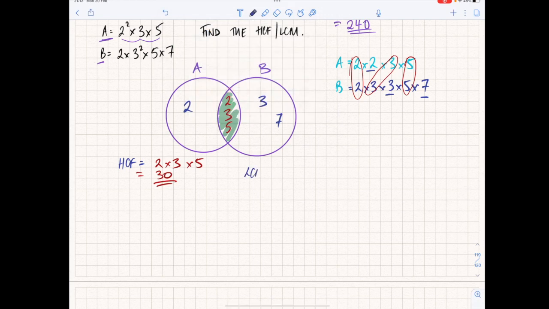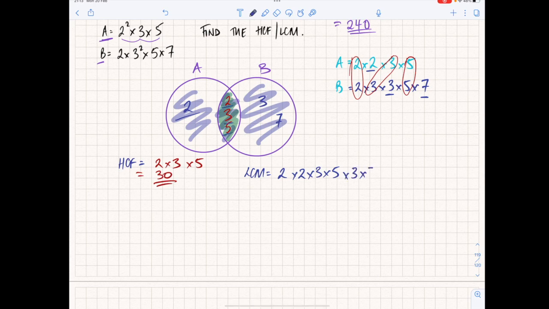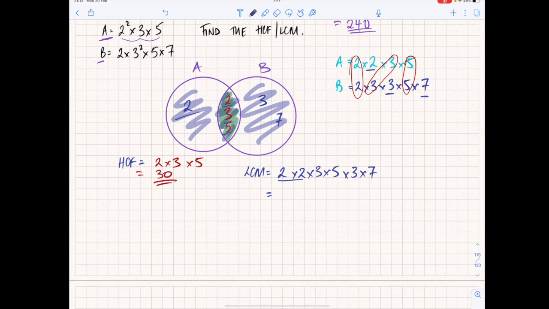And then for lowest common multiple, remember, as we said, what we're now looking at is everything there, and everything there being multiplied together. So we go from left to right, that's 2 times 2 times 3 times 5, so that, and that, times 3 times 7. Well, 2 times 2 is 4, times that by 3 is 12, 12 times 5 is 60, 60 times 3 is 180, and then you're doing 180 times 7 as your final step.